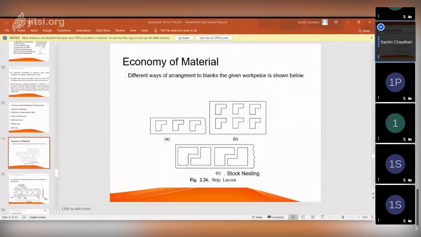See the figure, ABC. Can you all see it, right? Yes sir. So the different ways of arranging to blank the given workpiece are shown. Okay, so see figure 1. Figure 1 shows the single pass or single row. Okay, so you can create a blank using a single pass using the single row design.